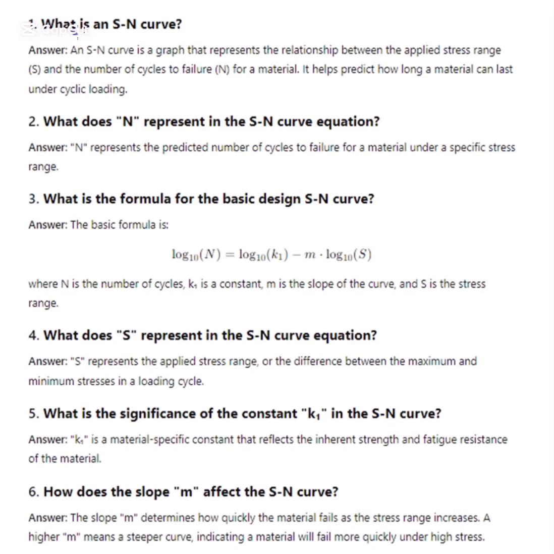Today we will see what is SN curve. SN curve is a graph that represents the relationship between the applied stress range and number of cycles. It will have two branches. One is m equal to 3, another one is m equal to 5. This is the low stress cycles and this is the high stress.